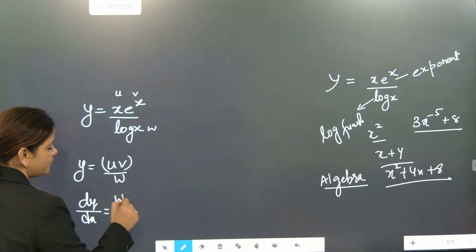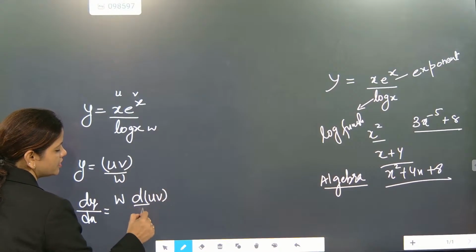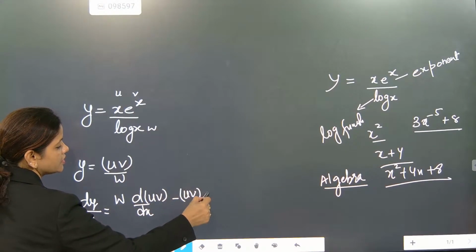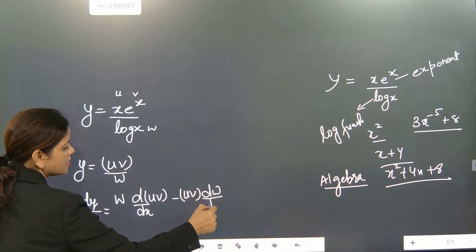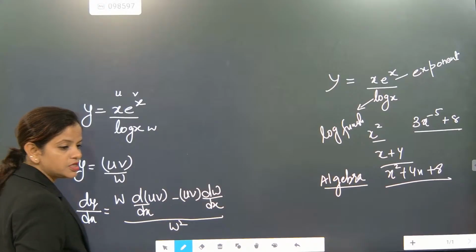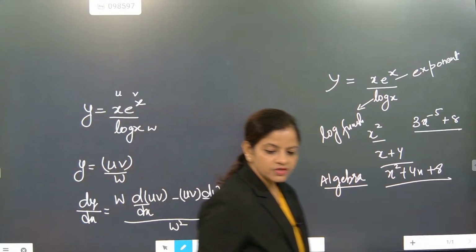First, we will write w, and then we will keep u and v together, d/dx of (uv) together, and w differentiation by w square. So that means we used to see, though it is having two different functions, u and v, two functions are together.